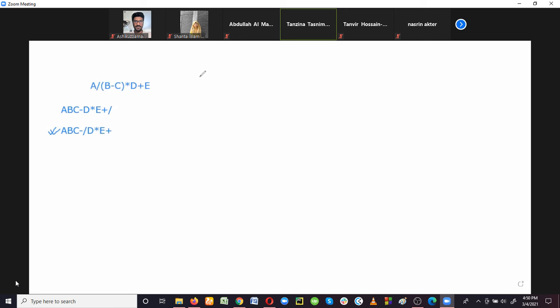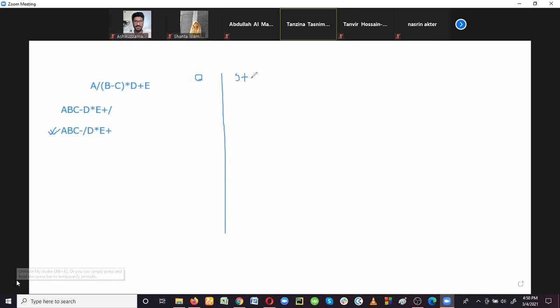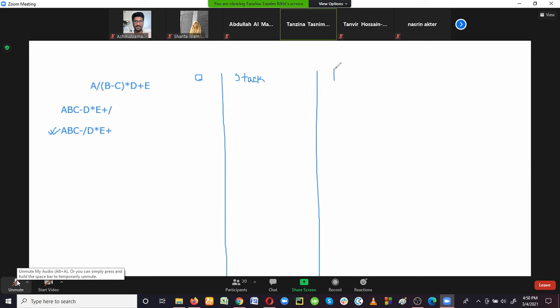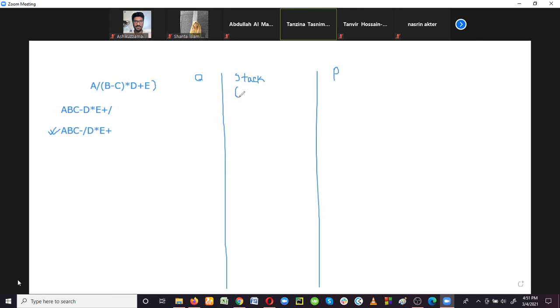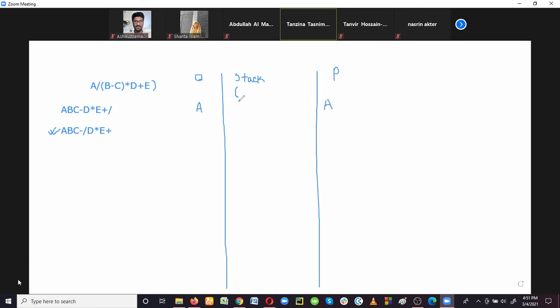Okay. So that is our infix notation, and this is the stack, and this is the expression P. The first thing is we have to add a right parenthesis, then add a left parenthesis to that stack. Now our first data is an operand, so add it to this postfix notation.